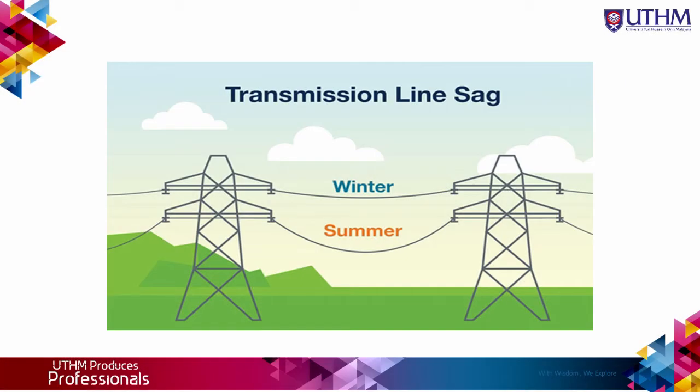For our information, the line will become sagging due to the increase of temperature inside the cable, causing it to extend in length during summer. As we can see here, during summer the cable is longer, while during winter the cable becomes shorter, contracting, as less heat is dissipated from the conductors.